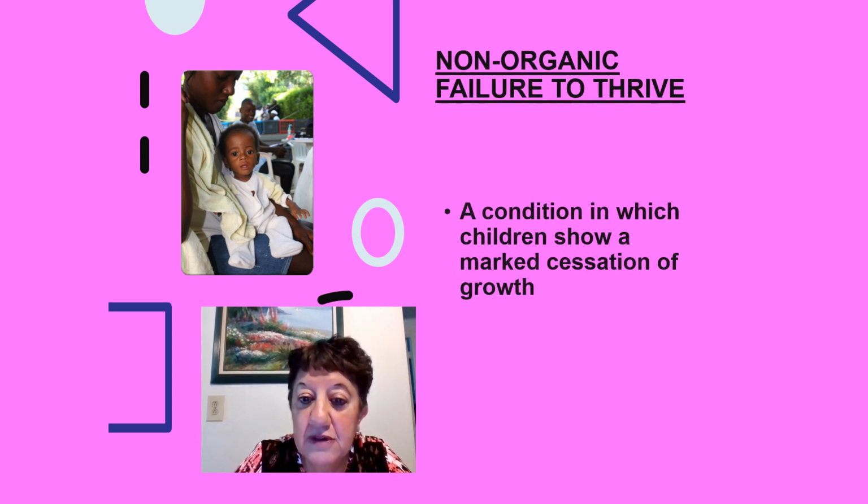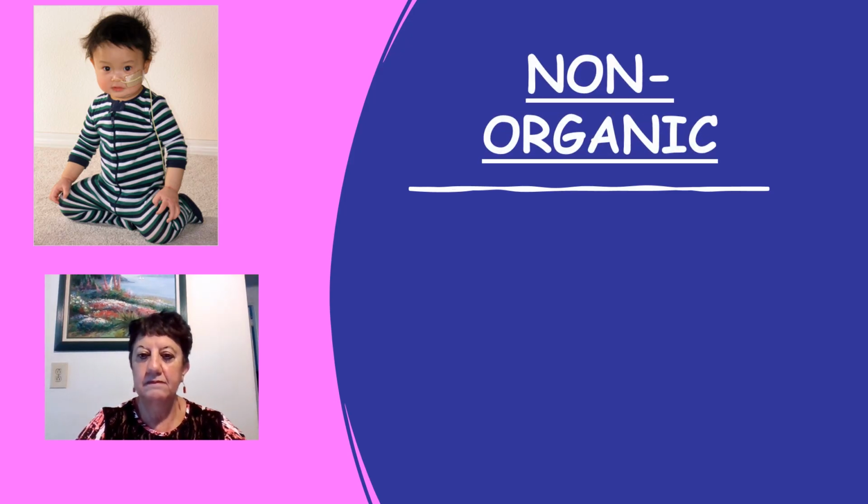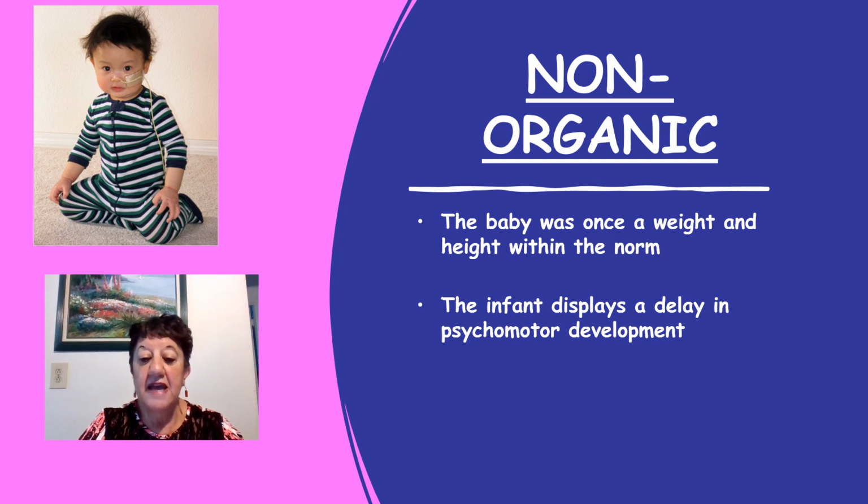And then we have non-organic failure to thrive. Okay, non-organic failure to thrive is a condition in which children show a marked deceleration of growth. In other words, they aren't hitting all of their milestones, and an individual has fallen below the 5th percentile in weight and height. So there's non-organic failure to thrive, meaning that the child was once a weight and height within the norm, and they fail to thrive because there's inadequate bonding. In other words, the child doesn't get enough love and often enough stimulation. And the infant displays a delay in psychomotor development.